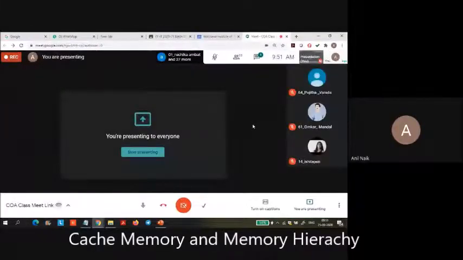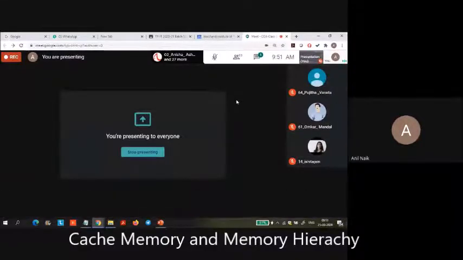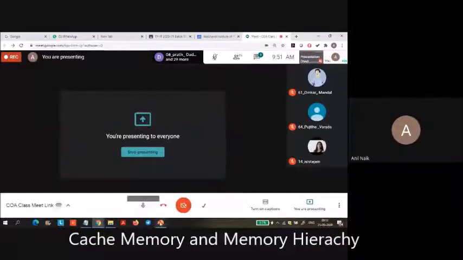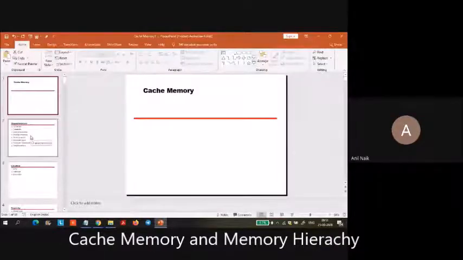Okay, good morning to all. Today we'll discuss the cache memory and memory hierarchy concept. The memory hierarchy and cache memory concept come in the third chapter as per your syllabus.